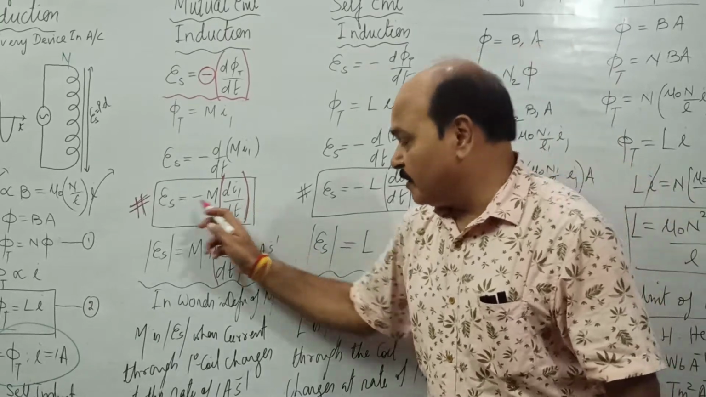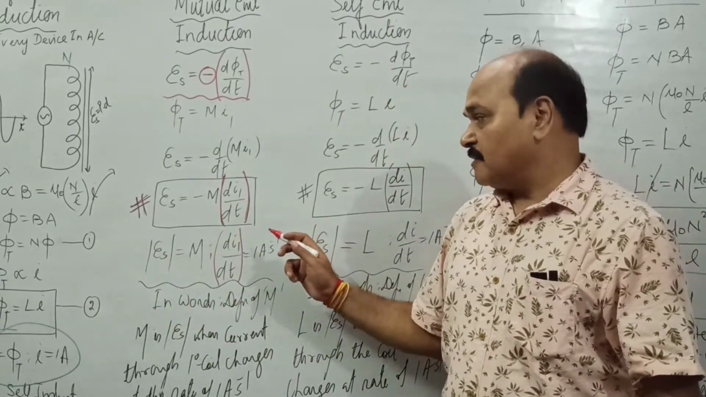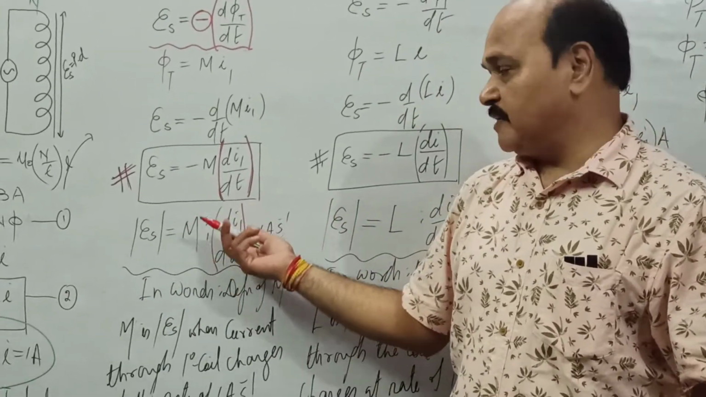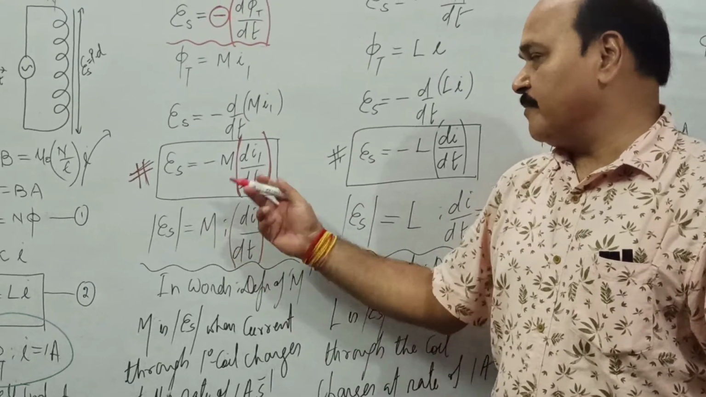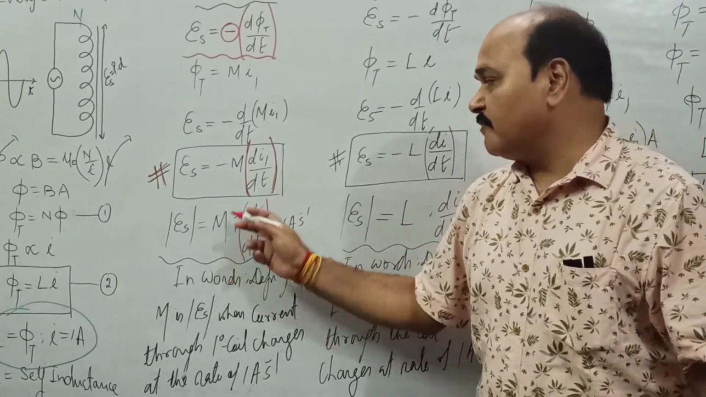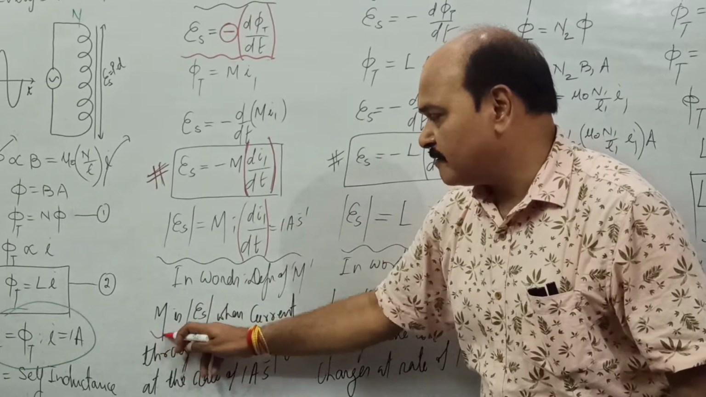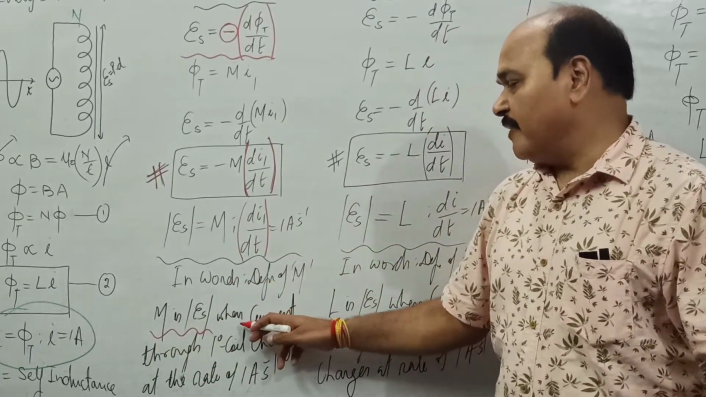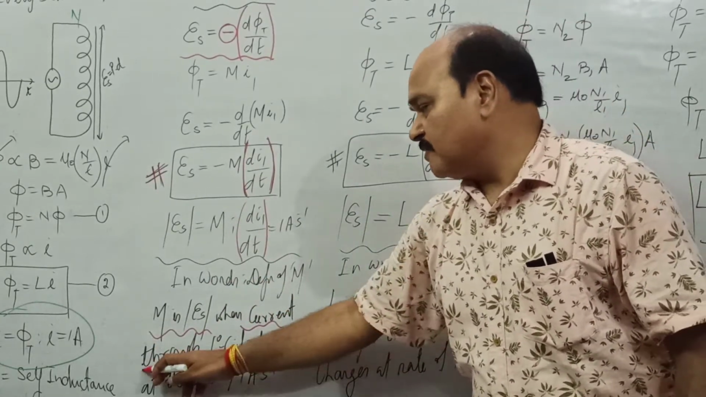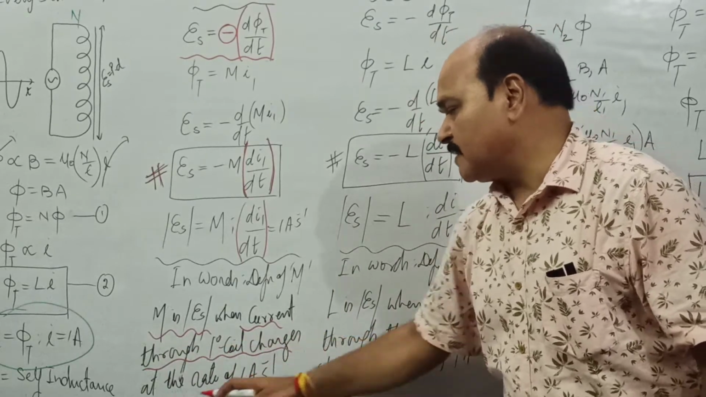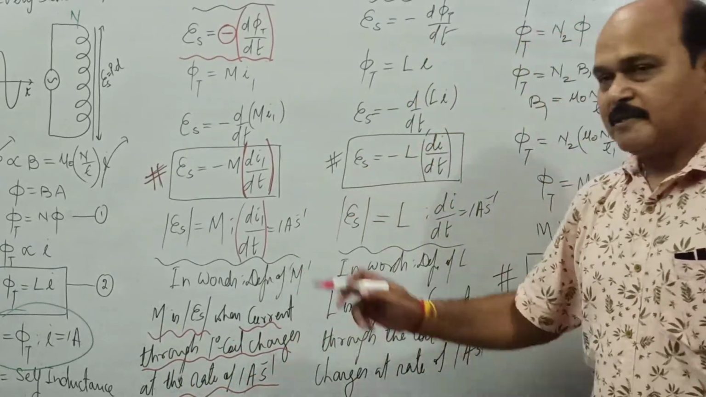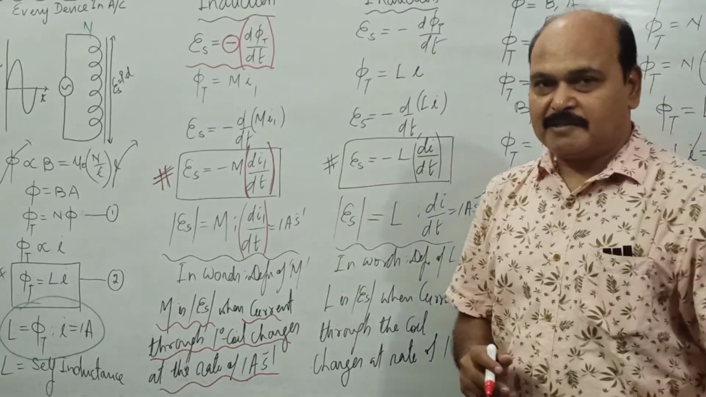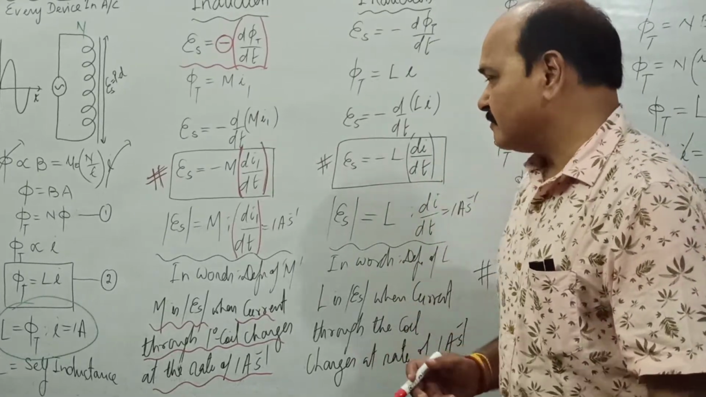And if you are able to write this in words, you have one more definition of M. So what is M? M is defined as the value of induced EMF when the current passing through the primary coil changes at the rate of 1 ampere per second. Very simple definition. All of you can write it down.